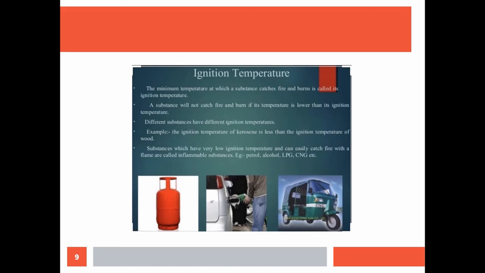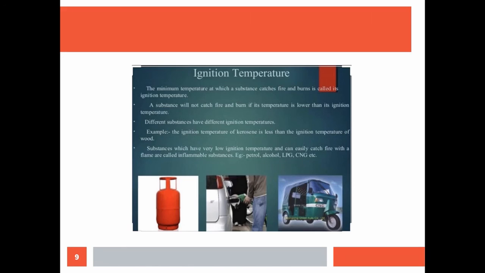In a similar way, if the ignition temperature is very low, it's very easy for that substance to catch fire because the temperature where it gets ignited is very low. If the ignition temperature of a substance is very high, then it will not catch fire very easily, right? So what do we say? Substances with low ignition temperature catch fire more easily.